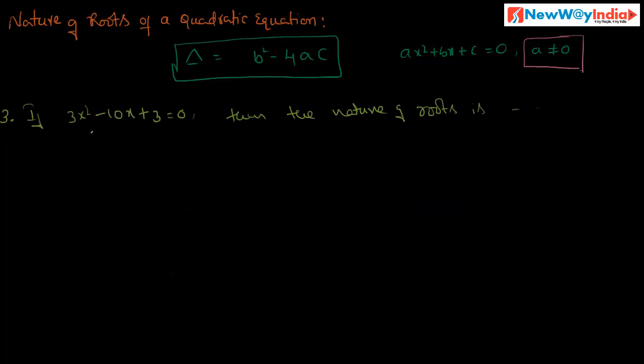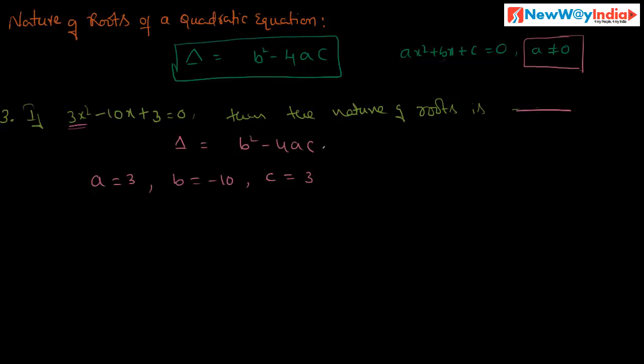If the quadratic equation is 3x square minus 10x plus 3 is equal to 0, then the nature of the roots is dash. By using the discriminant we can find the nature of the roots: delta is equal to b square minus 4ac. When you compare this equation with the standard form of a quadratic equation, the value of a, the coefficient of x square, is equal to 3. Here b is the coefficient of x, which is minus 10, so b is equal to minus 10, and the constant c is equal to 3.